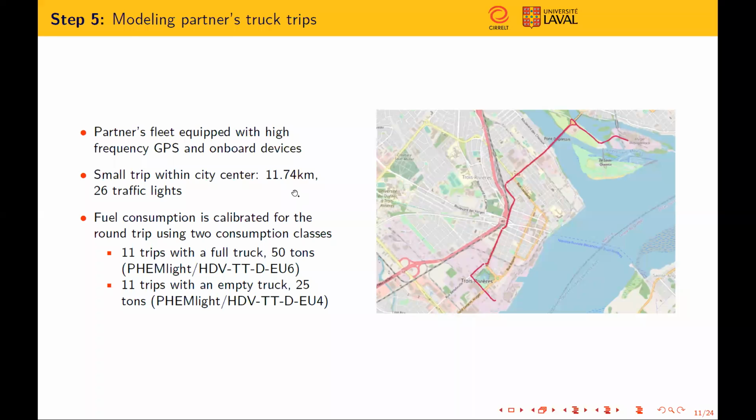In step 5, we model our partner truck because, as I said, this truck performs back and forth trips all day. This truck is equipped with GPS and we have all information about the engine consumption and all other detail. And we use 2 different consumption classes to model the truck. When the truck is full, it is about 50 tons, and on its back trip, the vehicle is empty. So we use only a 25-ton vehicle.